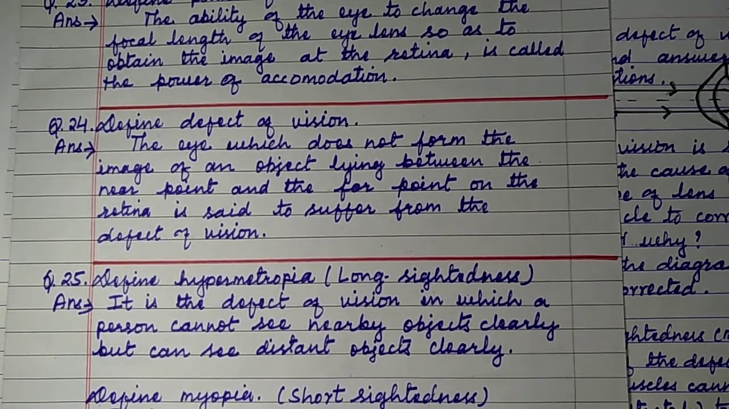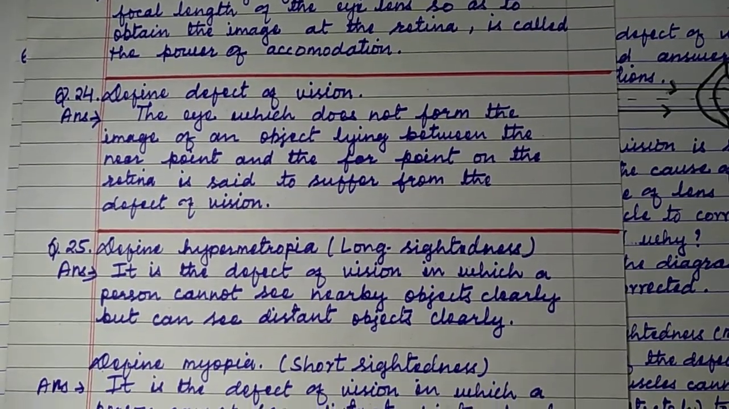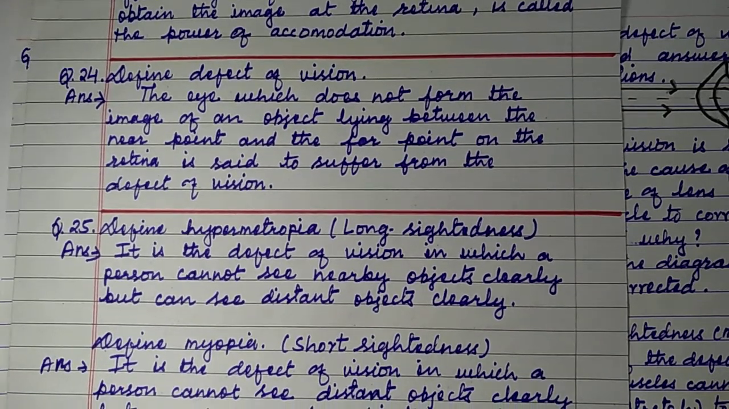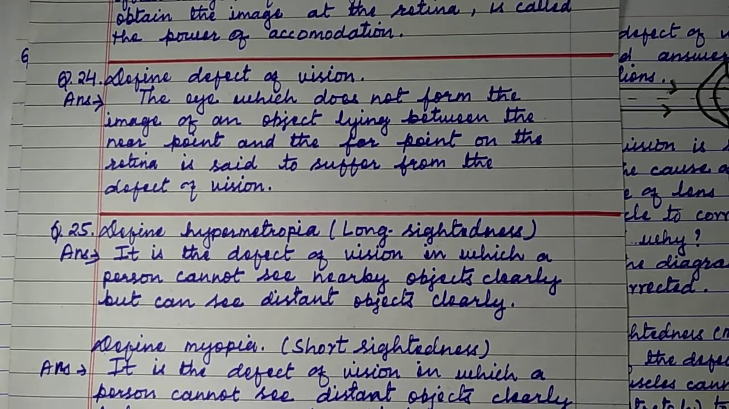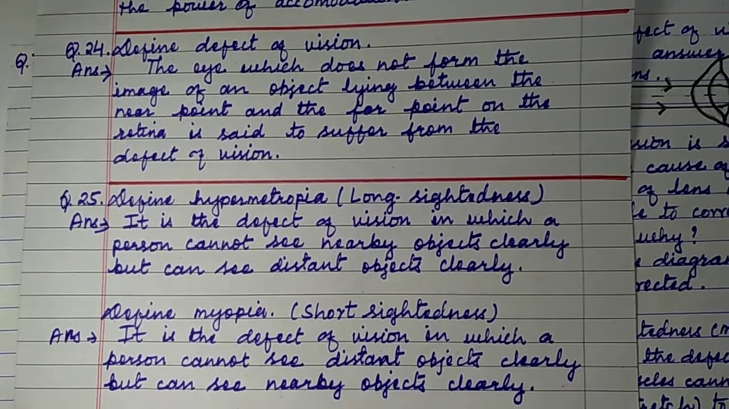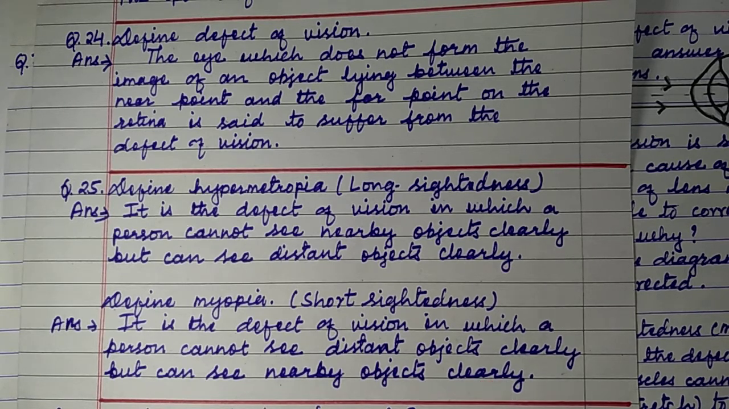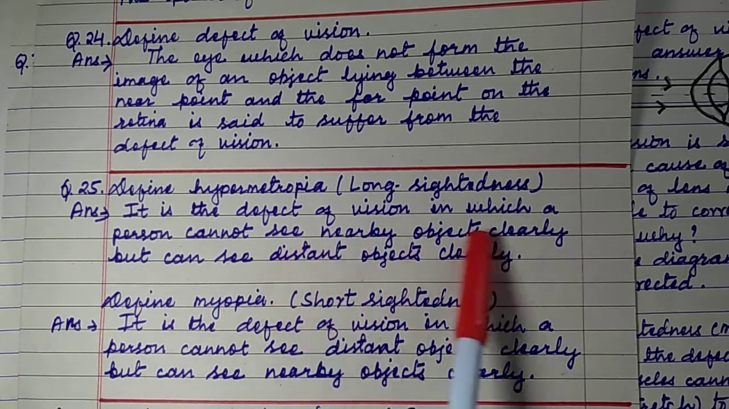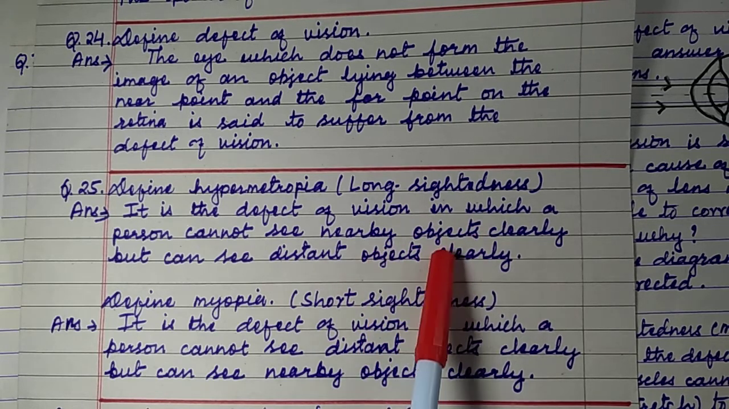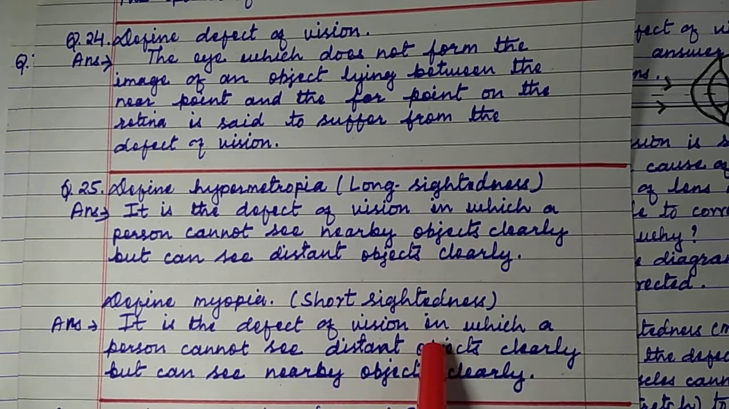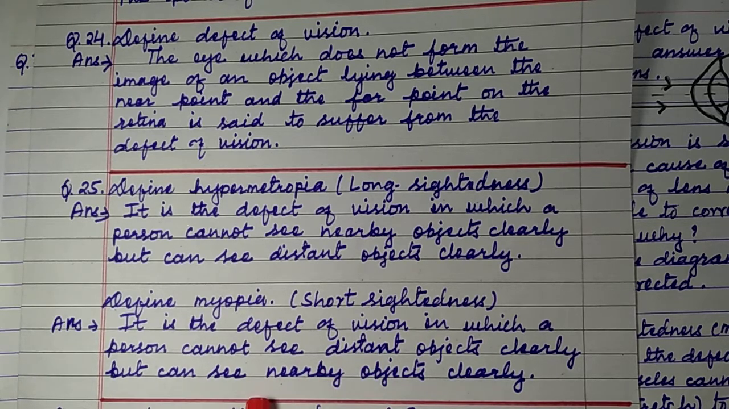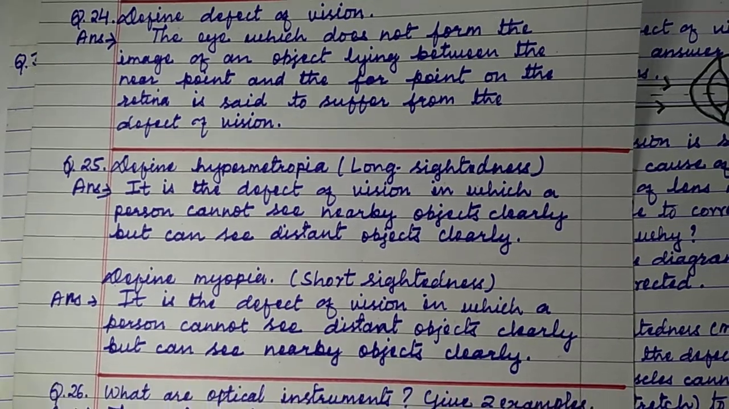Define hypermetropia, long-sightedness. It is the defect of vision in which a person cannot see nearby objects clearly but can see distant objects clearly. Define myopia or short-sightedness. It is the defect of vision in which a person cannot see distant objects clearly but can see nearby objects clearly. So in case of long-sightedness, long distance can be seen clearly, short distance cannot be seen clearly. In case of short-sightedness, short distance can be seen clearly and long distance cannot be seen clearly. You have to remember this one, do not get confused.